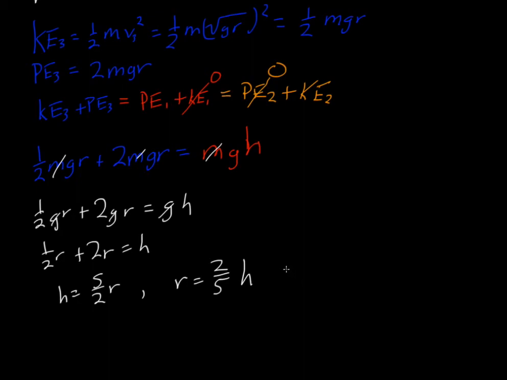And that's how tall our h needs to be, our ramp needs to be, to make sure that the car does not fall off the track. Another way of saying this is if we have a ramp of a constant height, we can't make the radius more than 40% or 2/5 of the height of our ramp.